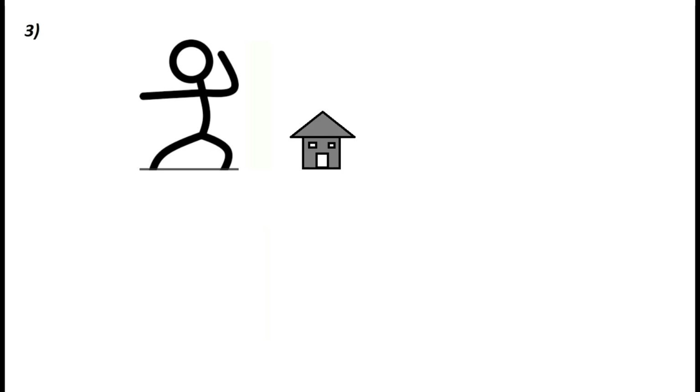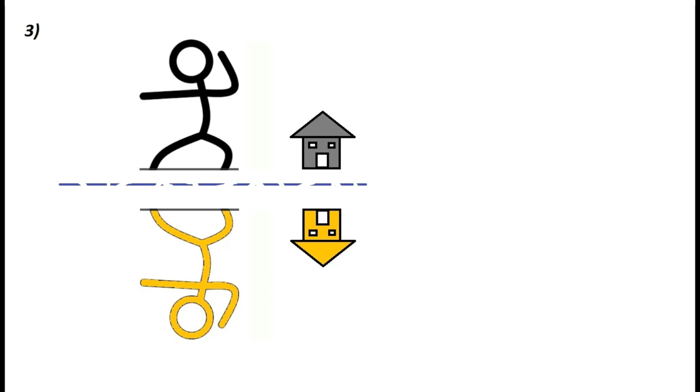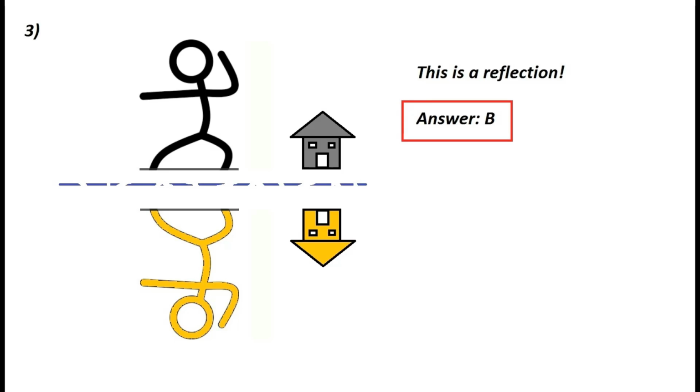So what do we see when they're in a lake? All right, so here's the surface of the lake. Here's the reflection of the house. Here's the reflection of the guy as he's practicing his kung fu. And this is a reflection. So what kind of image are we seeing? How are we rearranging the original image? It's a reflection. The answer is B. Going on.